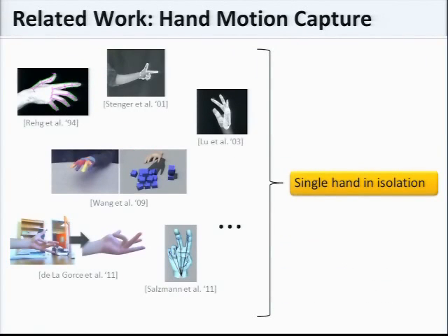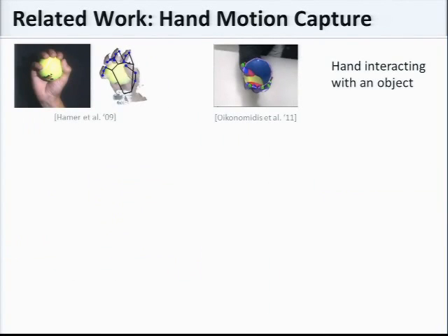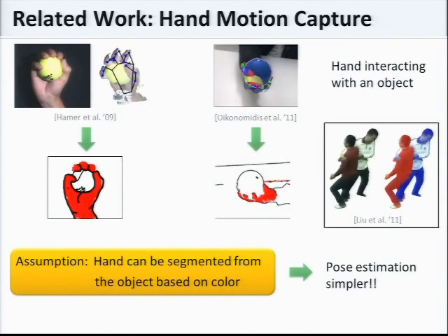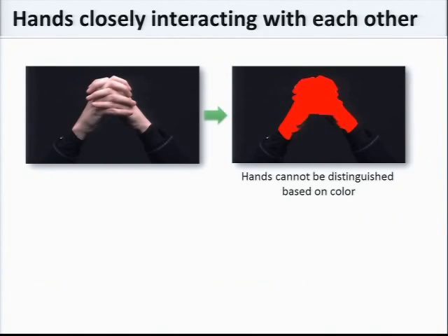When we looked at past work on hand motion capture, we saw that most of the work was focusing on a single hand in isolation, while there were a few works on a hand interacting with an object. But they mostly rely on the assumption that the hand can be segmented from the object based on color, using skin color to segment the hands, which actually simplified the problem. There was also a similar work for closely interacting people, Liu et al. 11, exploiting the same thing. It was just trying to segment the two persons and then apply pose estimation independently. However, with interacting hands you cannot use this assumption, because the hands cannot be distinguished based on color, since they have the same color.